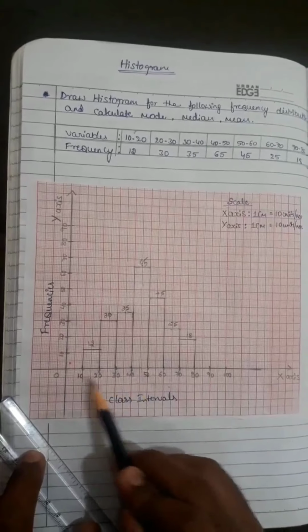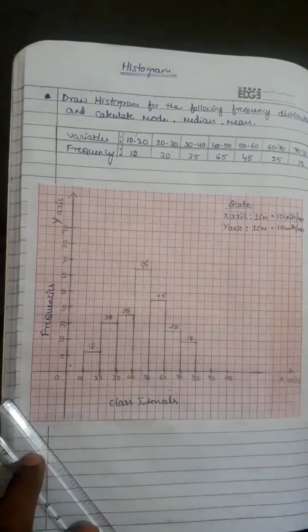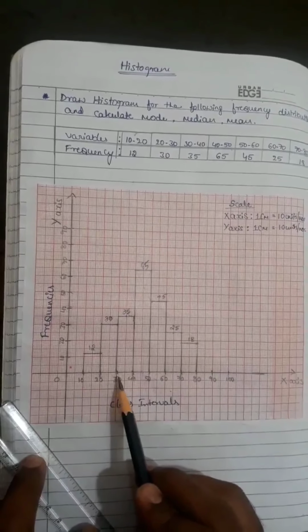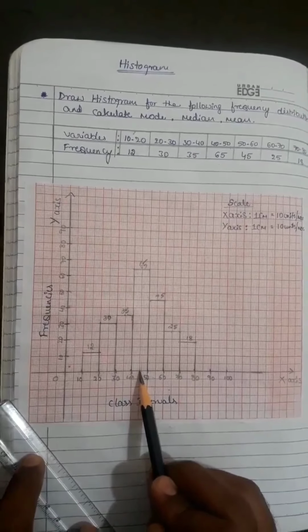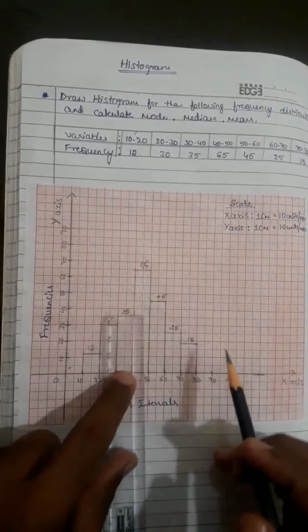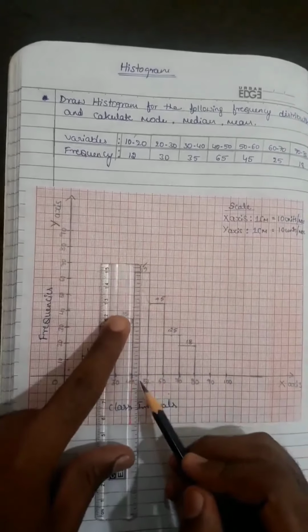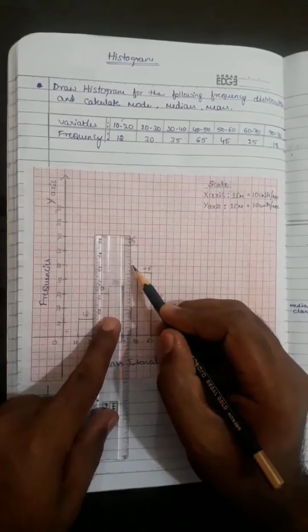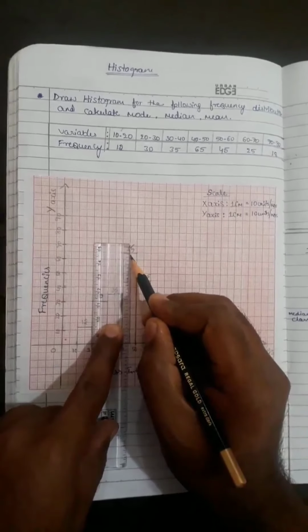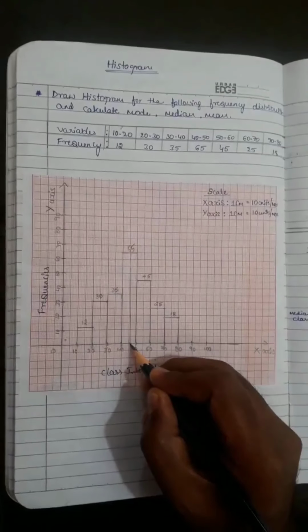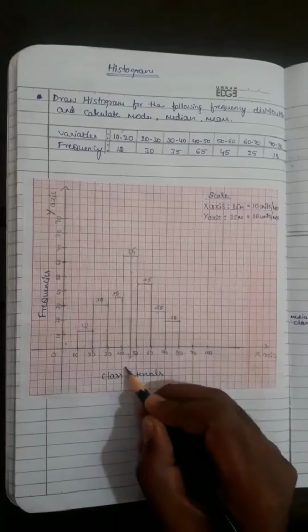See, this is class intervals. Always you have to take it from class intervals only. 10 to 20, 30, 40, this is 45. Next, 46 comes here. So draw one line. So almost you are getting 46, no? So this is 46.